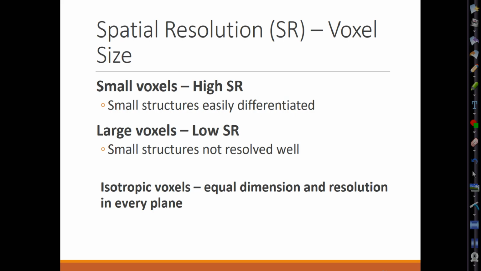So we've talked about this already, but with small voxels, we have high spatial resolution, and with large voxels, low spatial resolution. As you were listening to me when we were talking about signal, you were picking up what it does to your spatial resolution as well. So I don't think we need to go through this as in depth as we've done before. But you were able to make that connection where if you increase your signal, most of the time your spatial resolution is going to decrease. This is just a reminder, an isotropic voxel is where the dimensions are equal and the resolution is the same in every plane.